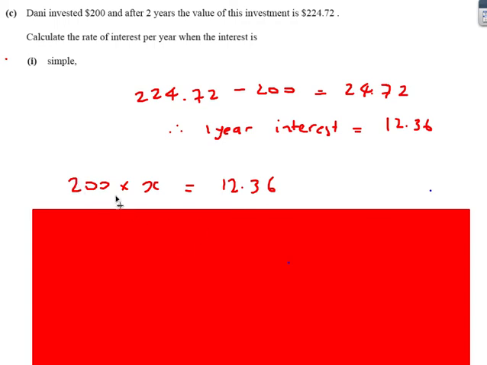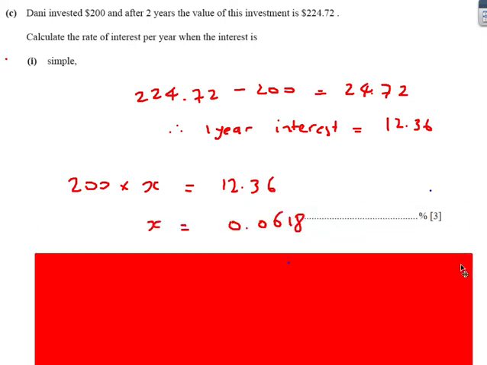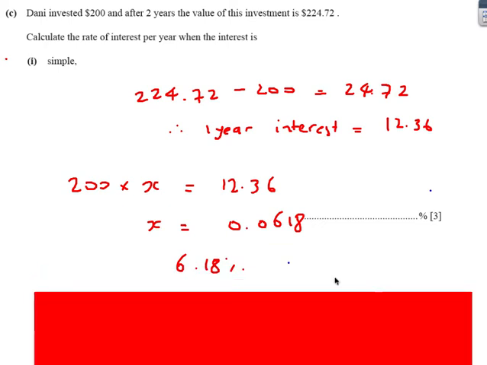Same again. I've got my initial amount, 200, times it by something, and I must be getting 12.36, because that's my interest. Therefore, x is 0.0618. So therefore, 6.18%.